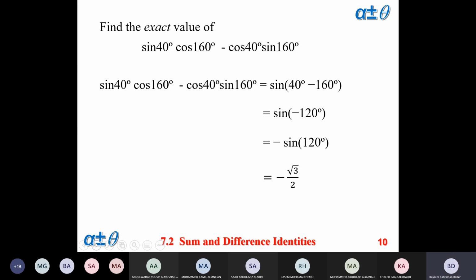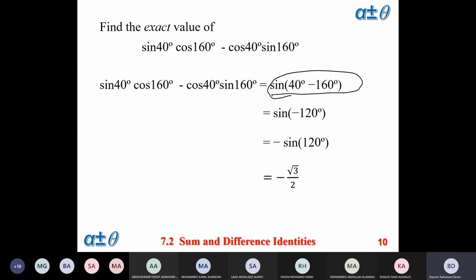Okay, what is the exact value of sine 40 cosine 160 minus cosine 40 sine 160? It will be sine of 40 minus 160, I think. Yes, it is the sine of A minus B formula. So sine of 40 minus 160, which is sine of negative 120. Since sine is an odd function, it will give you negative of sine 120. So it will give you negative root 3 over 2.